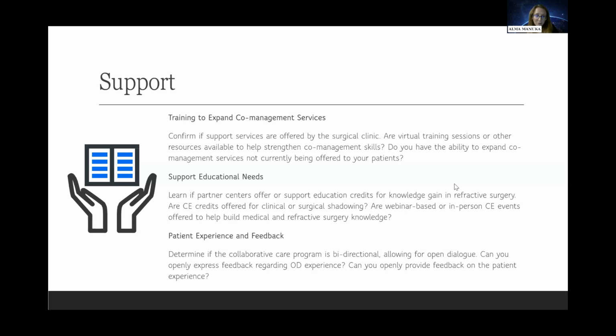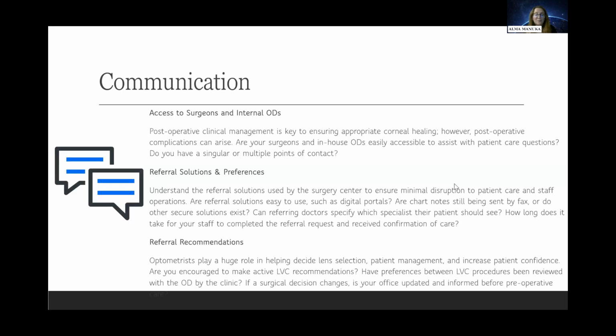Share the information, tailor it to the patient that you have, share it with other clinics that you are working with so you are all on the same page. And again, gather a lot of feedback and try to implement that feedback as soon as possible.